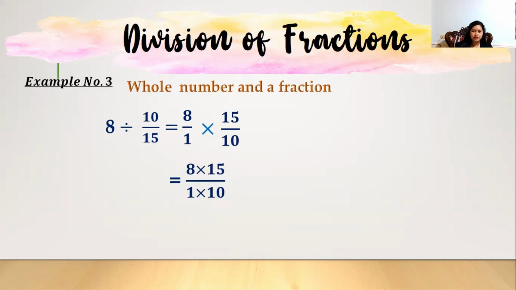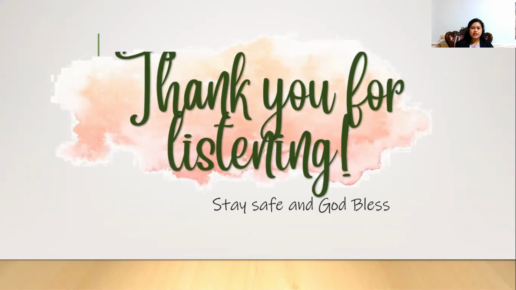And then you now can proceed to multiplying the numerator and numerator, same as the denominator multiplied to its denominator. So we have 8 times 15, that is 120, and 1 times 10, that is 10. So our quotient for this example, 120 divided by 10, is 12. So I think that's it for the fundamental operations of fractions.